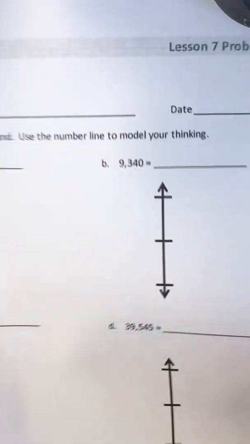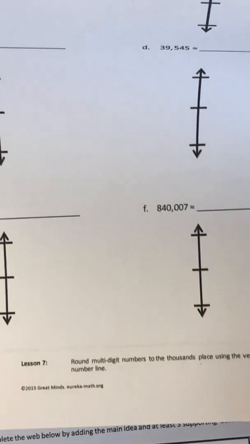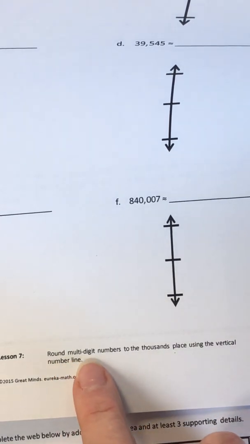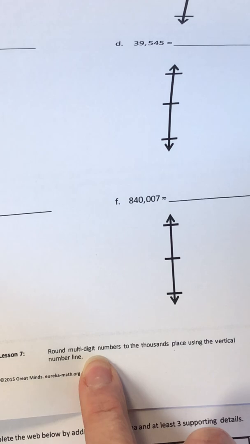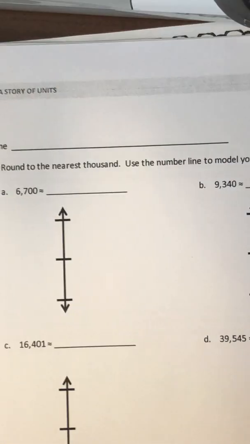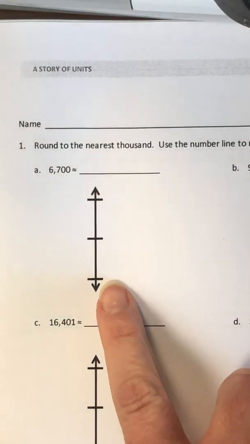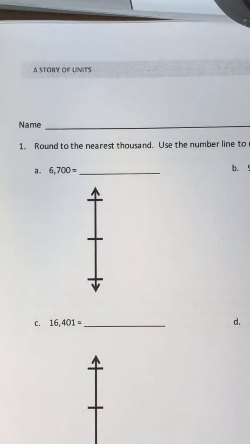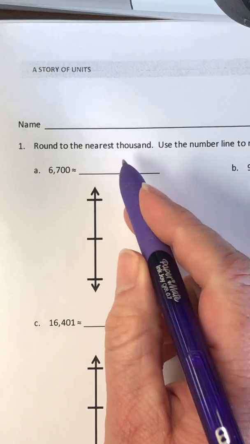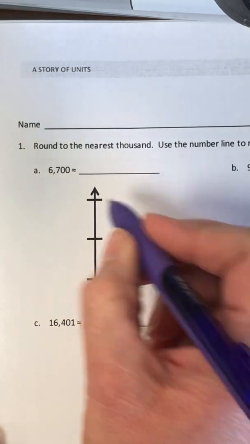Our objective today is to round multi-digit numbers to the thousands place using the vertical number line. All right, so we're going to round to the nearest thousands place. This is the vertical number line. It's just a number line that goes up and down. So we're going to round to the nearest thousands place.